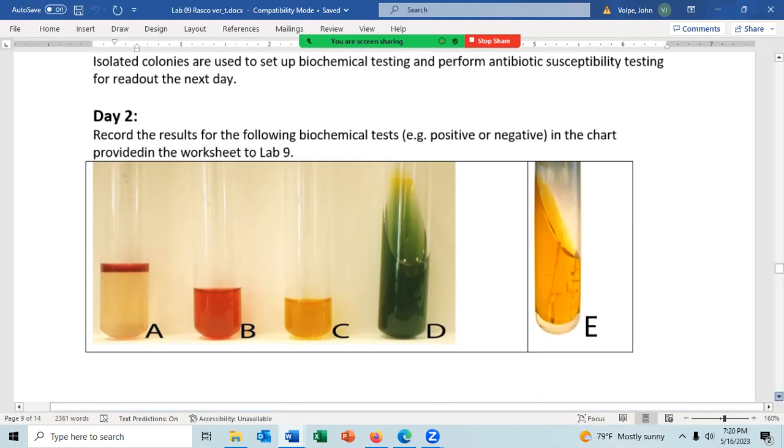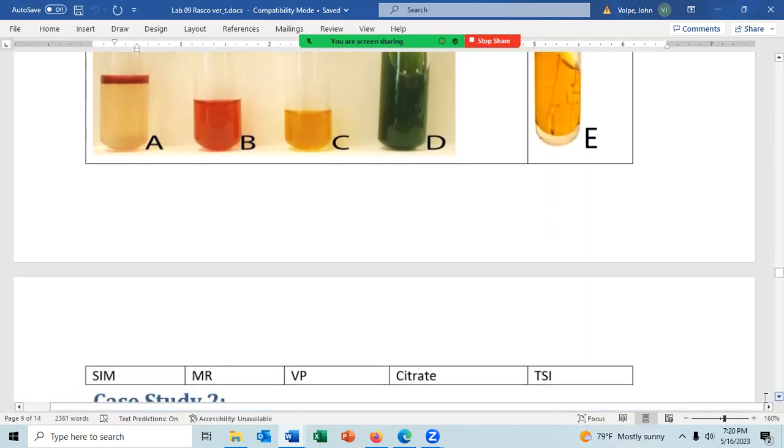And this page got split, but that is the SIM test here. That is the MR test. This is the VP test. This is the Simmons citrate test. And this is the TSI test. And so you can read the results here.